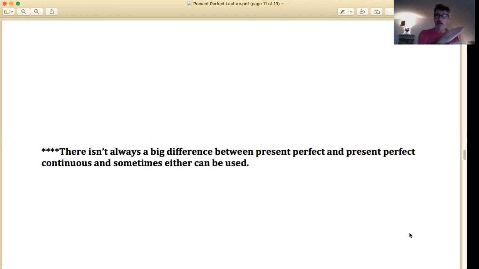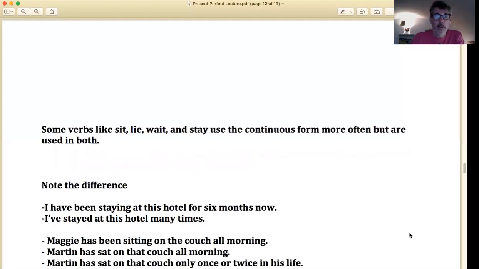So there I can use the continuous, and it gives us the idea that even though it's been 5 years, it's a temporary idea. But what I really want you to focus on today is that there are only a few situations where we really, really need to use the present perfect continuous. We've discussed those. In general, you can use either one, but not always, all right?